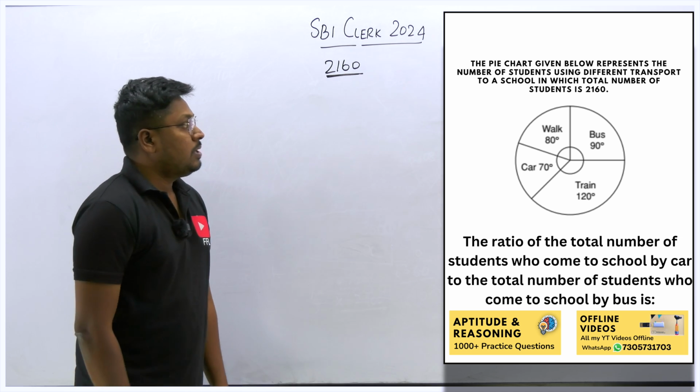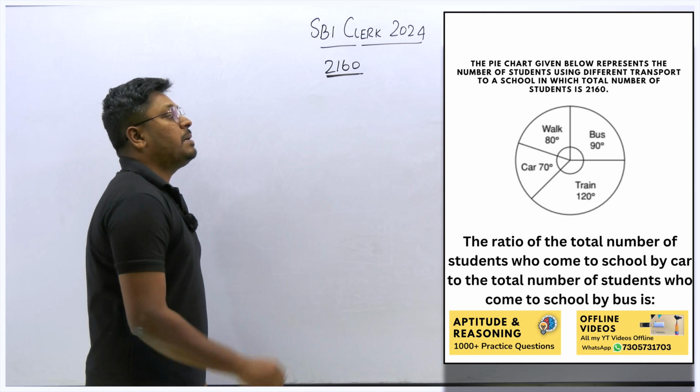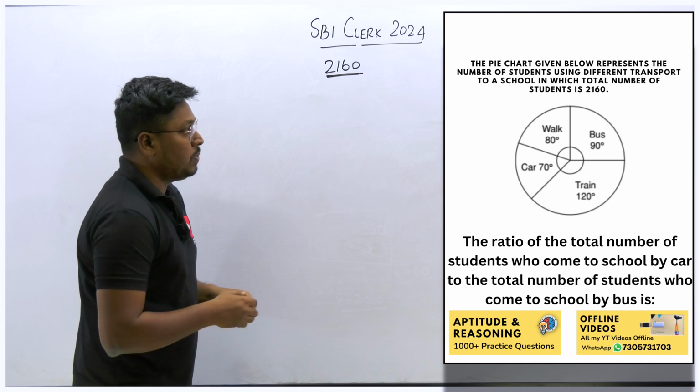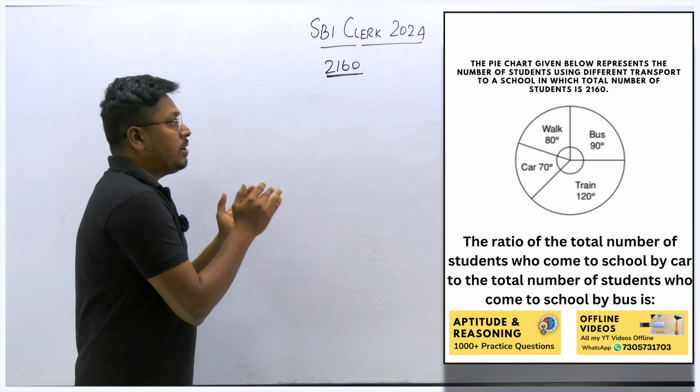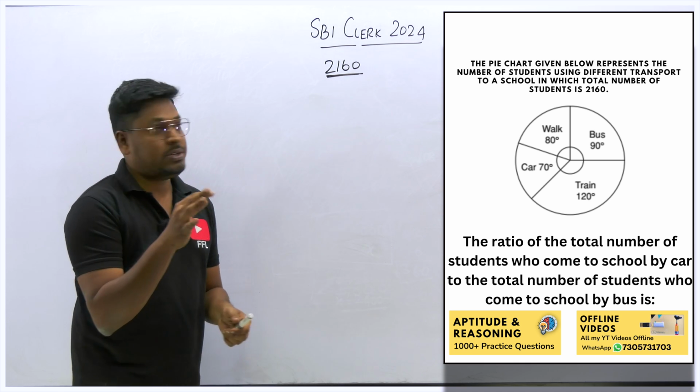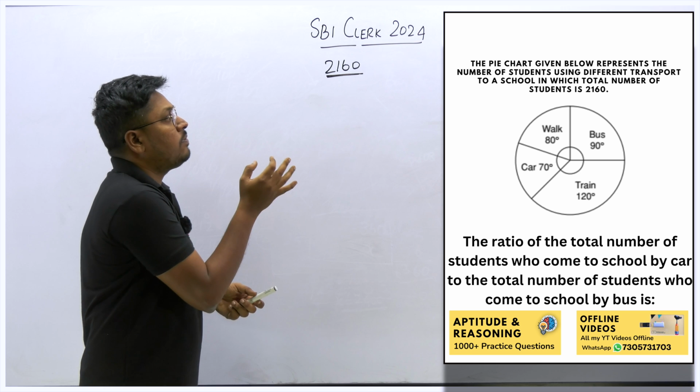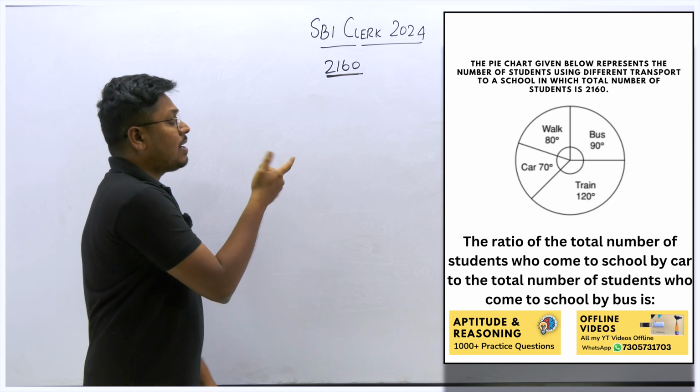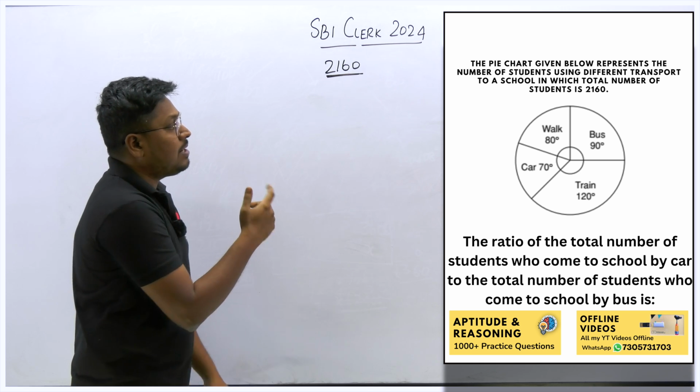Question number 2. The ratio of the total number of students who come to school by car to the total number of students who come to school by bus. So our target is to find the ratio, right? So for the total number of students who come by car, car is how much? 70 degrees. And what about bus?